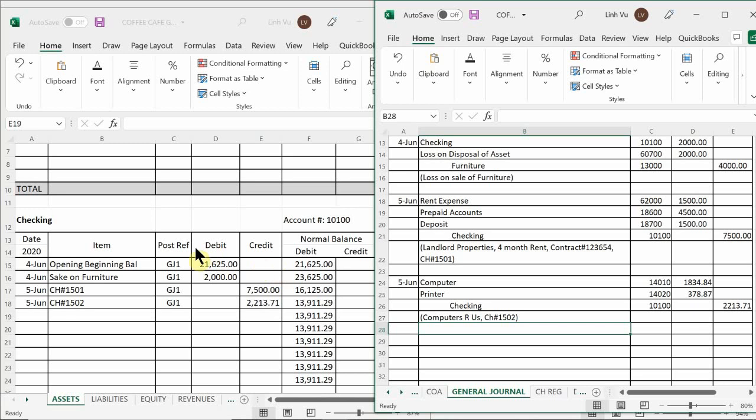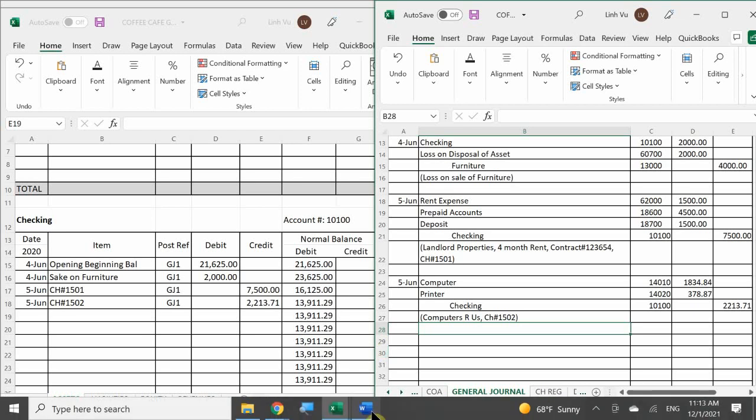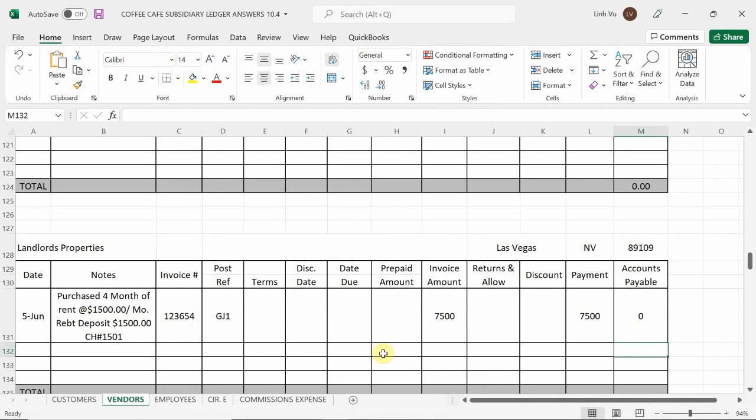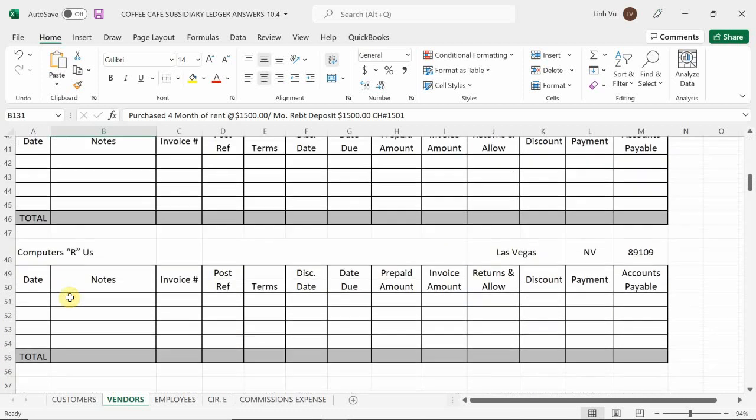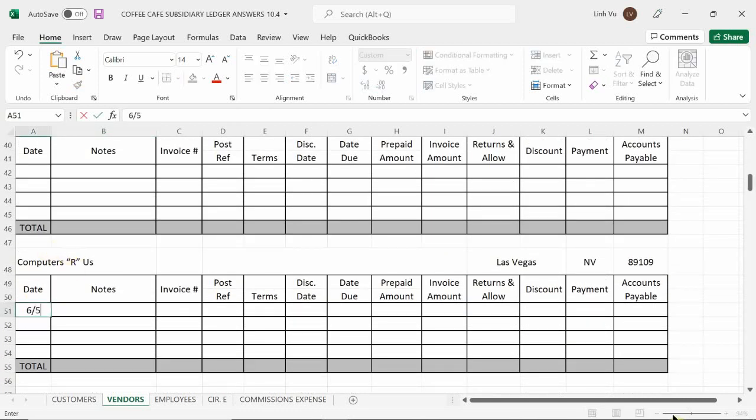Okay. Now again, we dealt with a vendor, right? We have proof of a transaction. We have a receipt. So we bought equipment from a person. In this case, it is very important that we make record note of who our vendor was. We purchased this from Computers R Us. Okay, on the 5th, what did we buy? We bought a computer, okay, for a total amount of $1834.84, right, which includes tax.